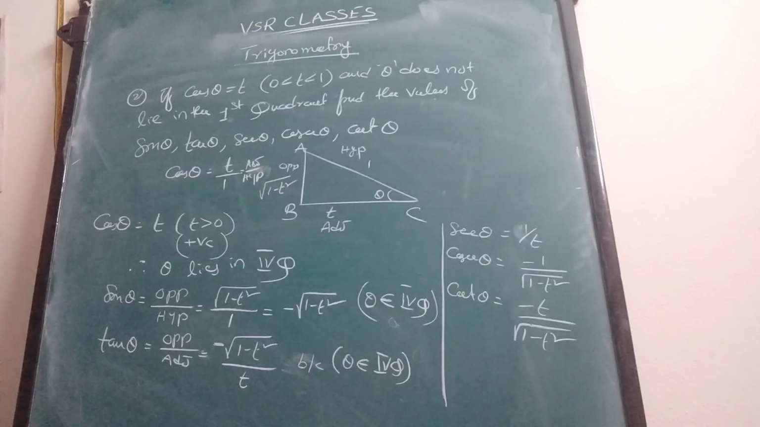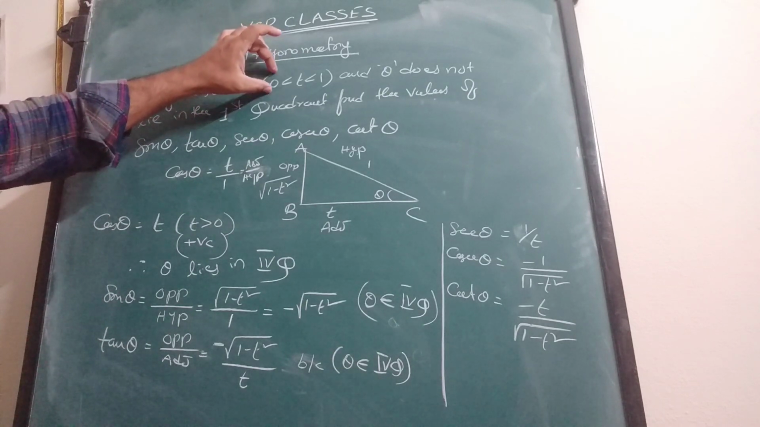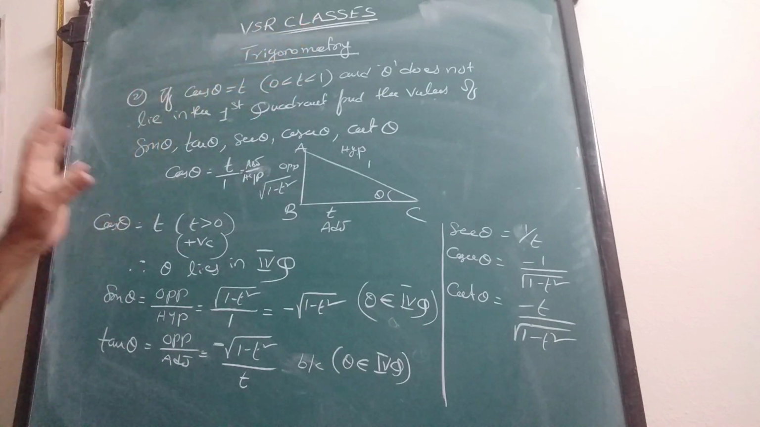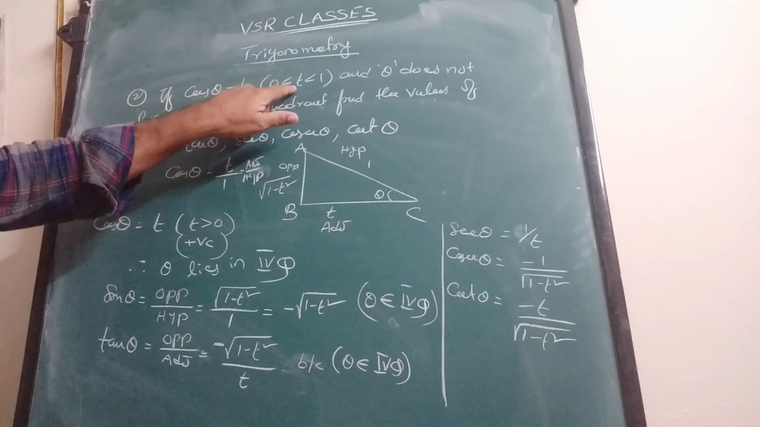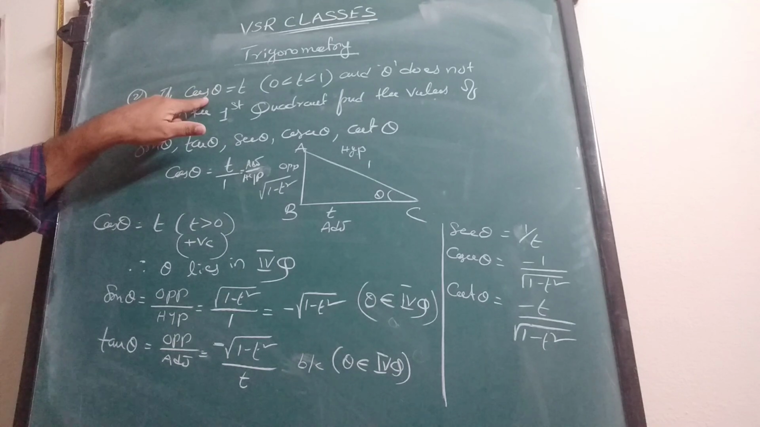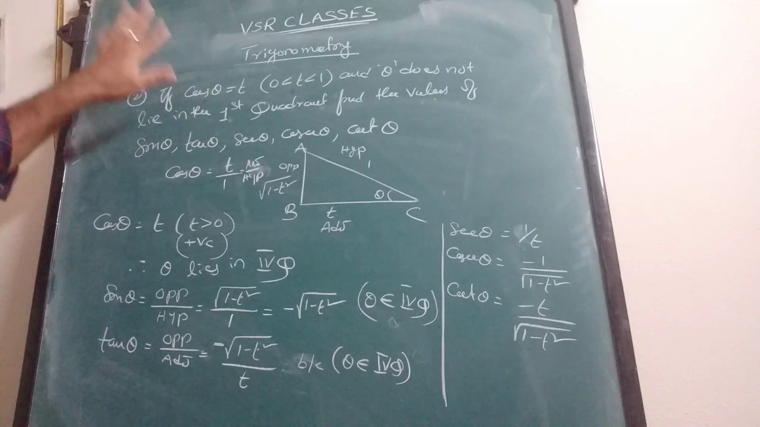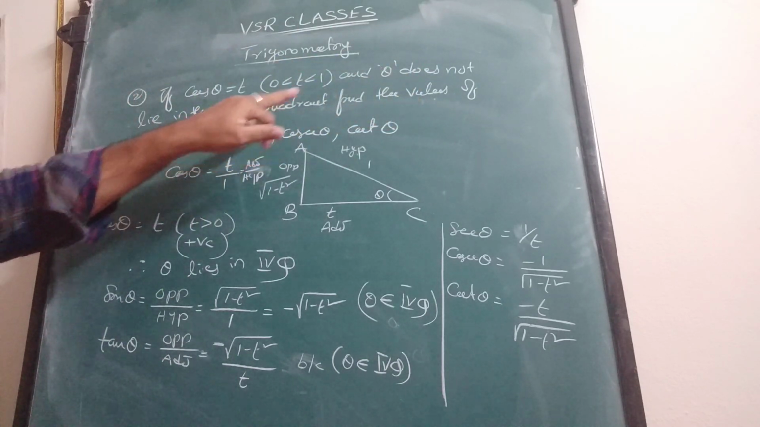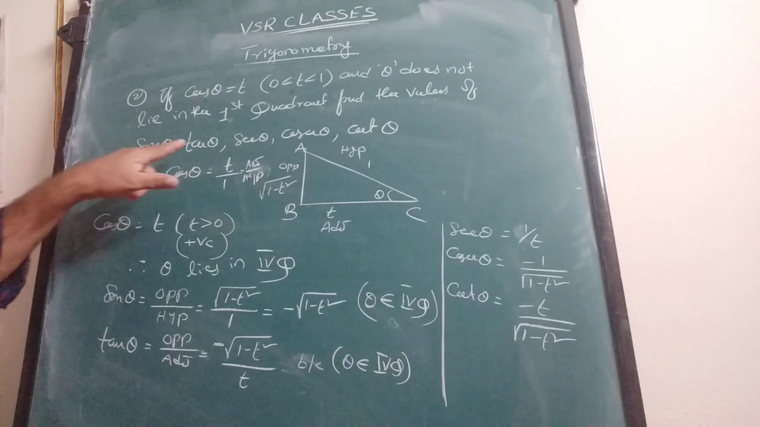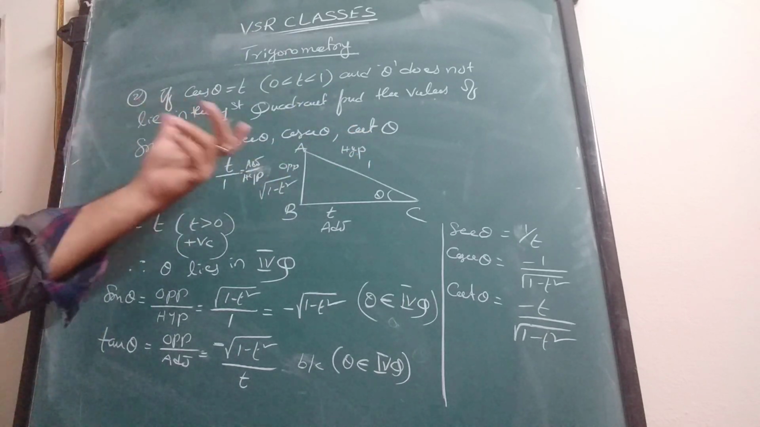Now see children. Now he is given if cos theta is equal to t, where t lies between 0 and 1, means a small fraction, that is okay, less than 1. Why? Because he has to give this condition, because according to our cos theta never goes to more than 1. Okay. Now, and theta does not lie in the first quadrant. Find the values of sin theta, tan theta, secant theta, cosecant theta and cot theta. He is asking all these values.